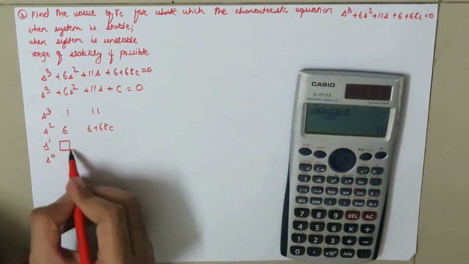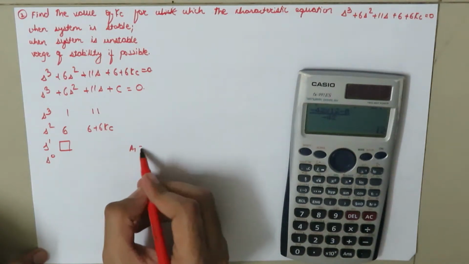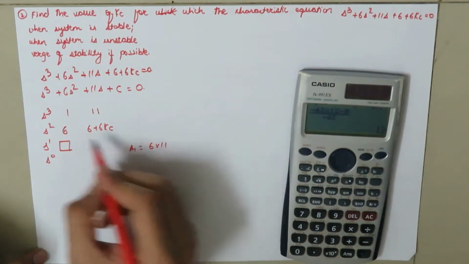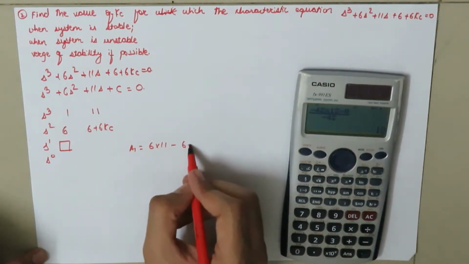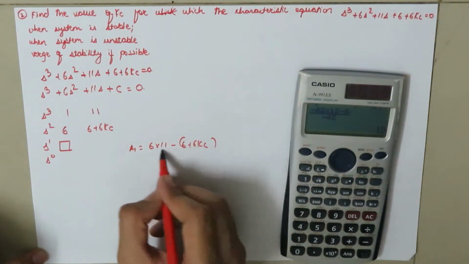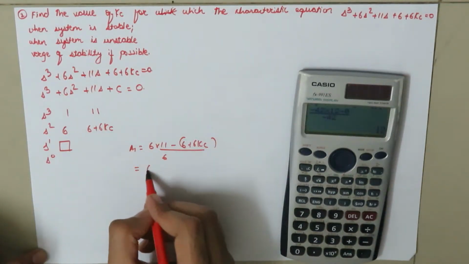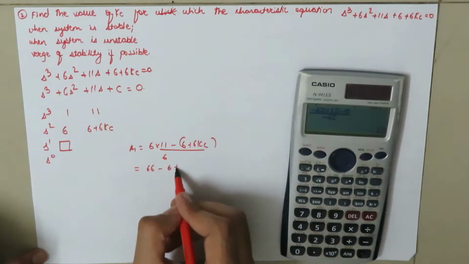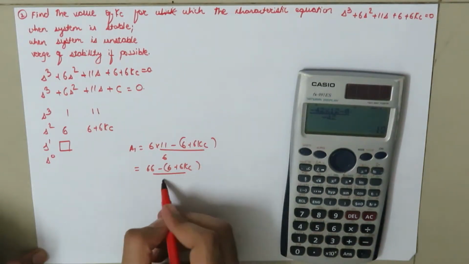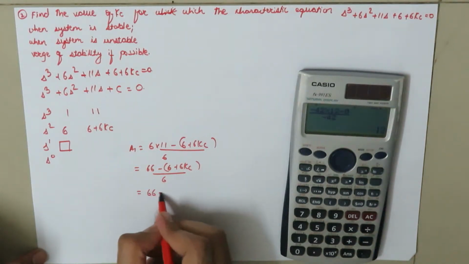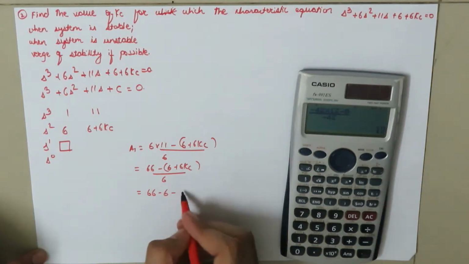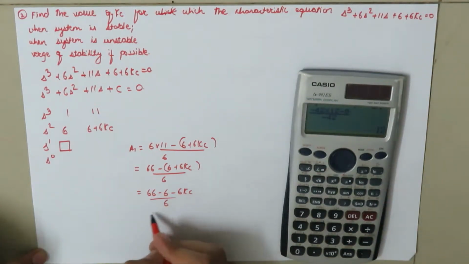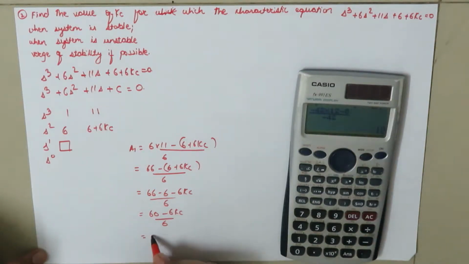And we are going to find this term. So our a1 will be equal to 6 into 11 minus (6 plus 6Kc) over 6. So this will be 66 minus (6 plus 6Kc) over 6. So this will be 66 minus 6 minus 6Kc over 6. So this will be 60 minus 6Kc over 6. This can be written as 10 minus Kc.